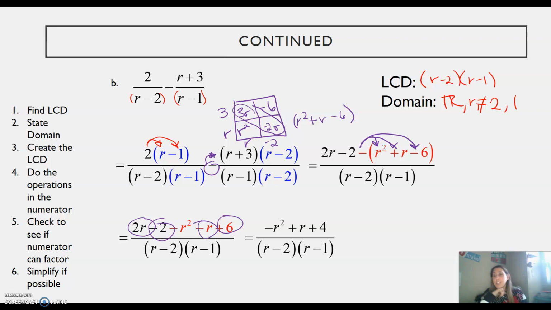Now, can I factor that numerator? Well, what are the factors of negative 4 that add up to 1? So we have 1 and 4. That doesn't work. 2. Nope. So there are no factors, which means I am completely done.